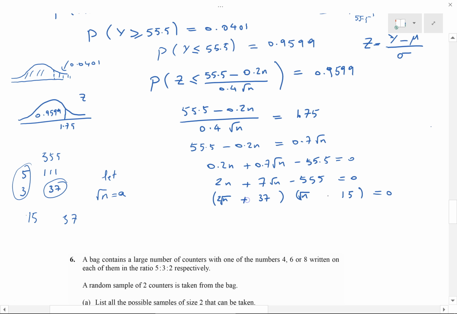We'll have a plus there and a minus there. So that gives us the square root. This one obviously we can discount, so we have the square root of n equals 15, so n equals 225. Okay, which is a kind of number we might expect it to be. We'd expect it to be large. Okay, a bit unusual. Let's see whether question 6 poses any such surprises.